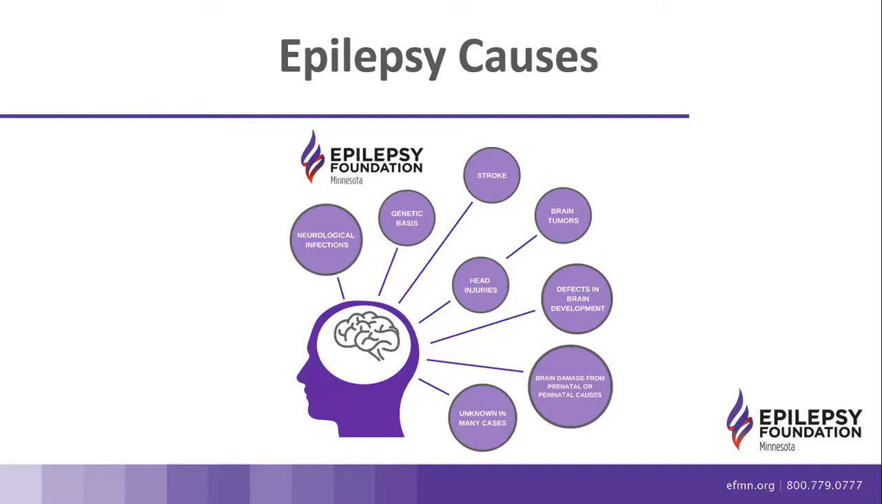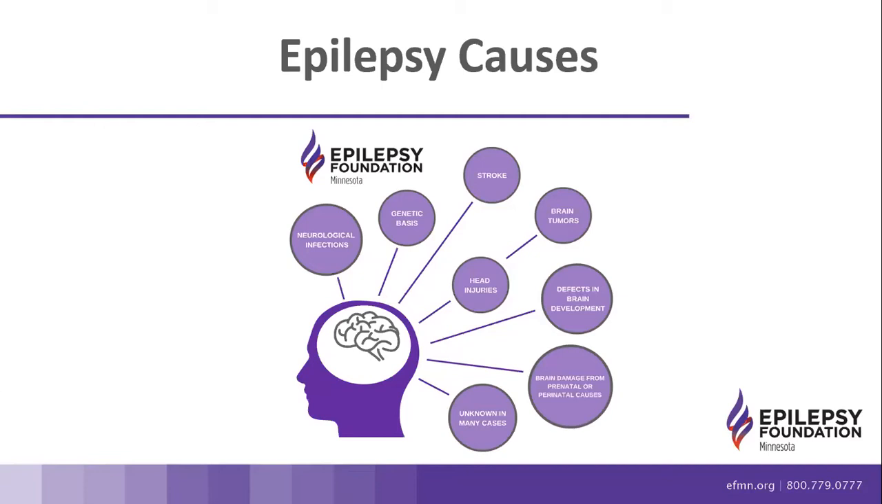Some of the other reasons are infections. Two main brain or neurological infections are encephalitis and meningitis. Those can cause recurring seizures. The infection can be treated and resolved, but the brain may continue to misfire, though the origin was that infection.